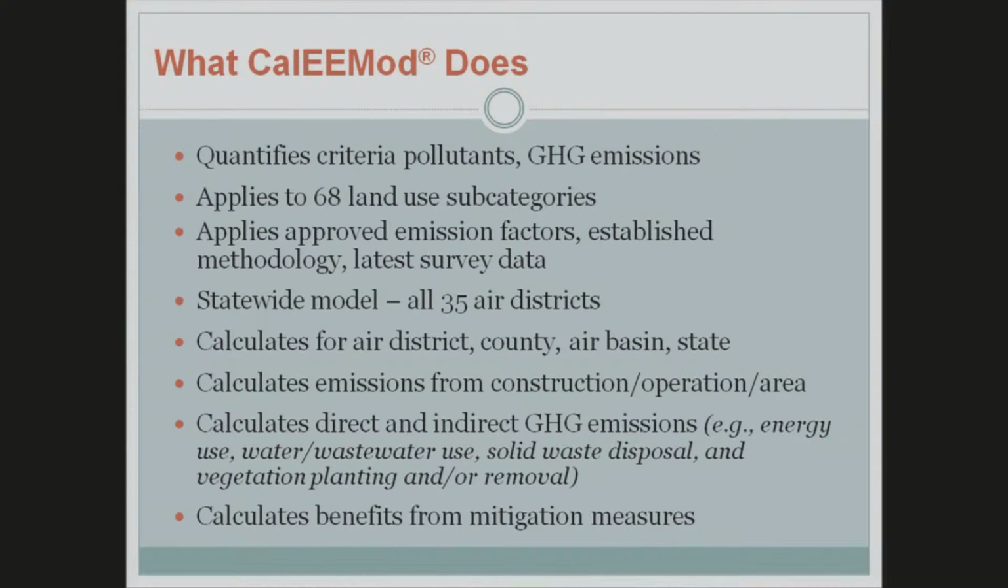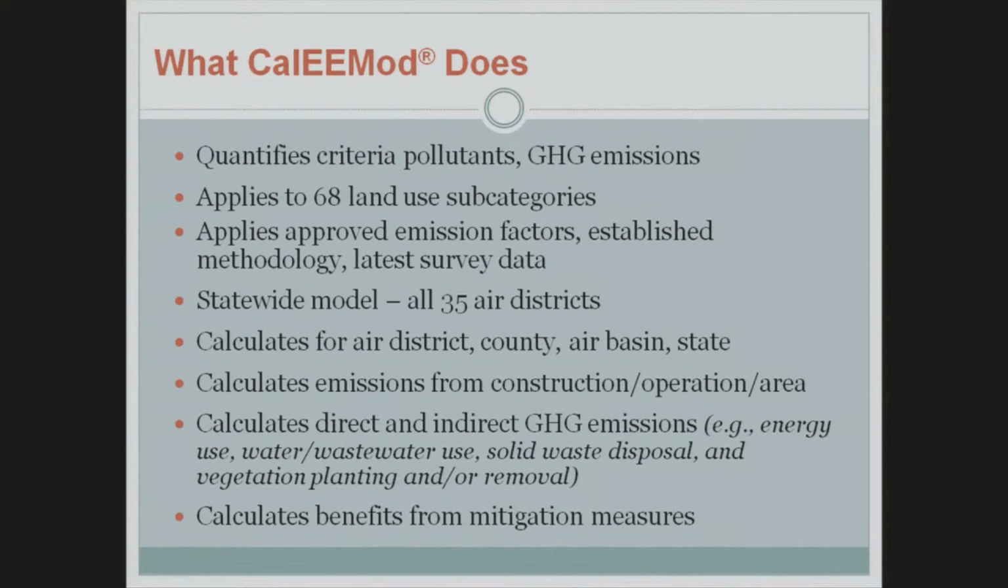We do program the model to have the latest emission factors, the most approved methodologies, as well as some of the latest survey data. The reason for that survey data is because we wanted to design the model so there would be defaults for any of the information that people may just generally not know about a particular type of land use. We provided the best educated answer we could come up with. But what we do provide the user, as you'll see later on, is the ability to override that.